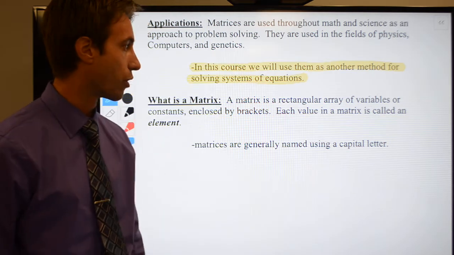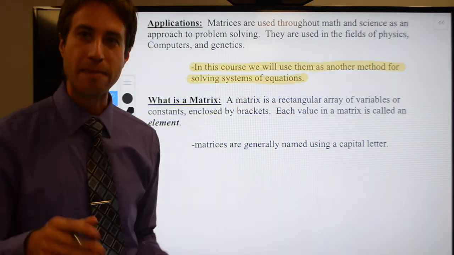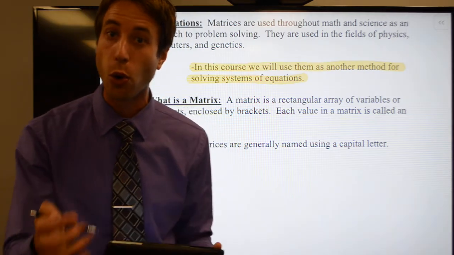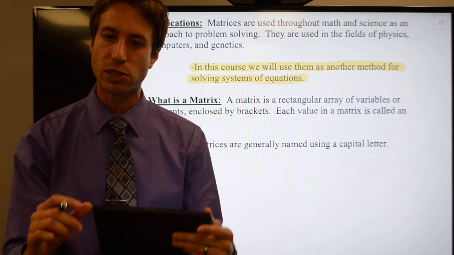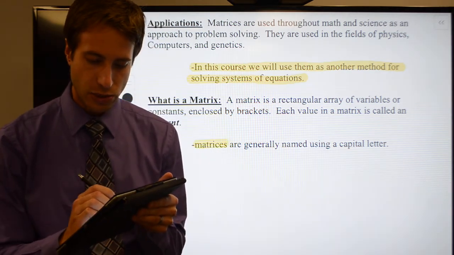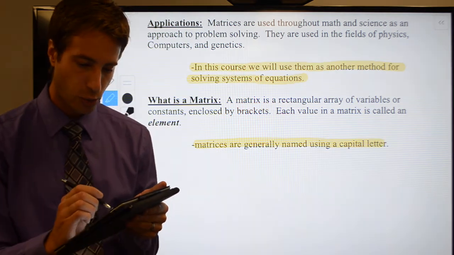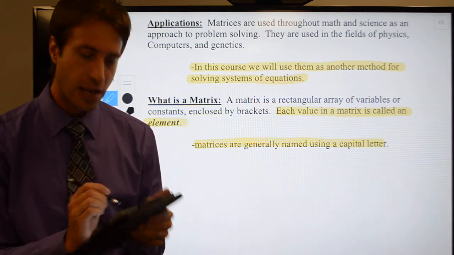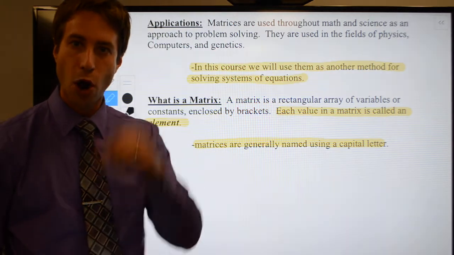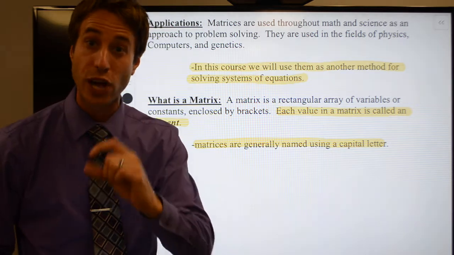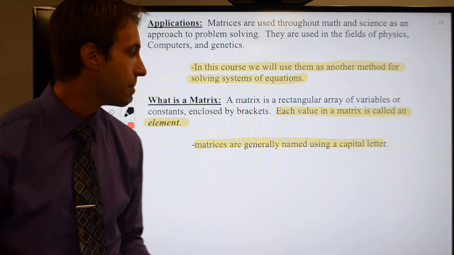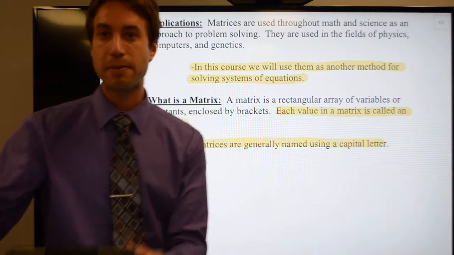For most of you, you're probably wondering what it is. Well, a matrix is a rectangular array containing either constants or variables. They're going to be enclosed by brackets, and generally matrices are named using a capital letter. Also, I just want to point out each value in the matrix is called an element. So whether it be a variable or a number, each individual object in the matrix is known as an element. It'll have a certain position in the matrix, and we'll name the matrix with a capital letter.